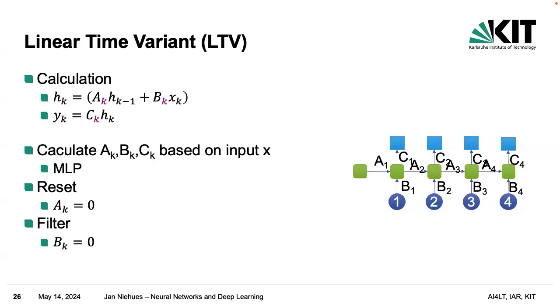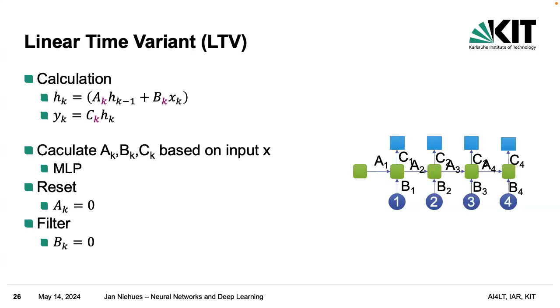The other thing is we can also filter. That means we can ignore the inputs. If we want to ignore the inputs, we just set BK to 0. If we set BK to 0, we see that our new hidden state only depends on the previous hidden state and not on the input, and thereby it's working directly. So this first is quite nice and convenient.